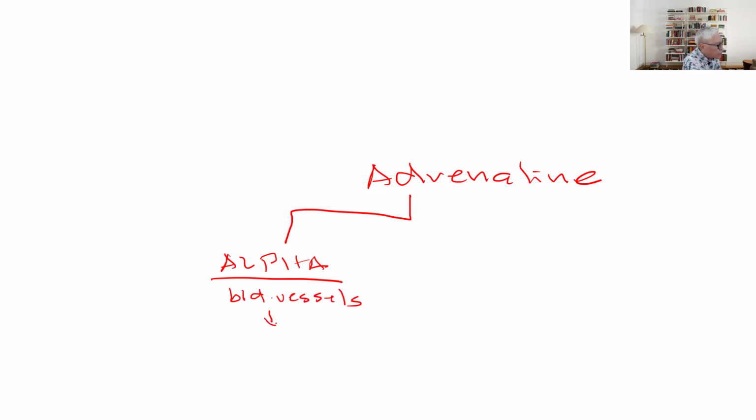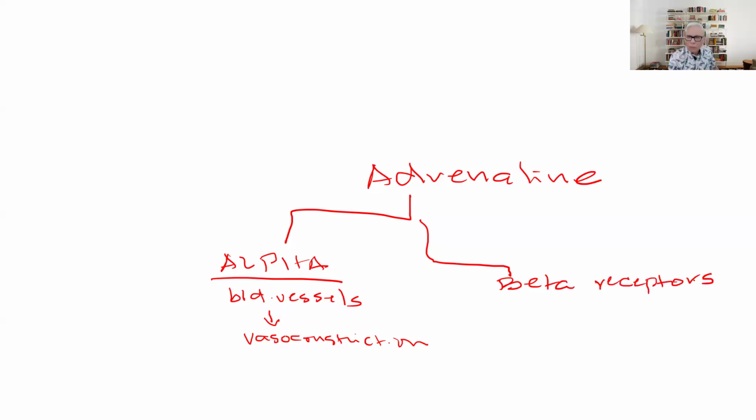And this will cause vasoconstriction. It also is going to affect beta receptors. Where are these beta receptors found? There are two types basically of beta receptors. How many hearts do we have? One heart. How many lungs do we have? Two lungs. So we call this beta 1 and beta 2.